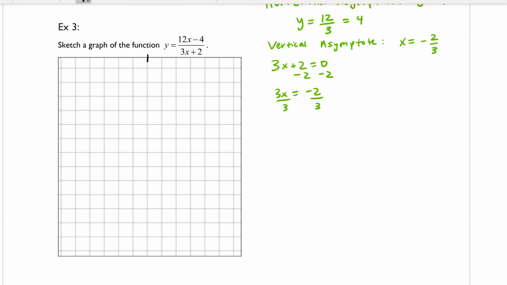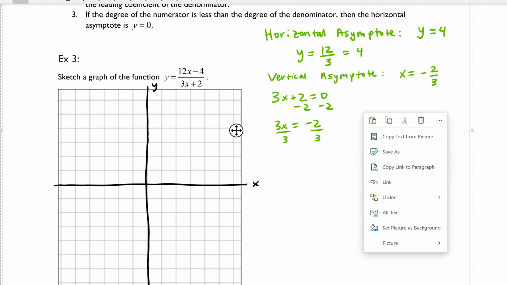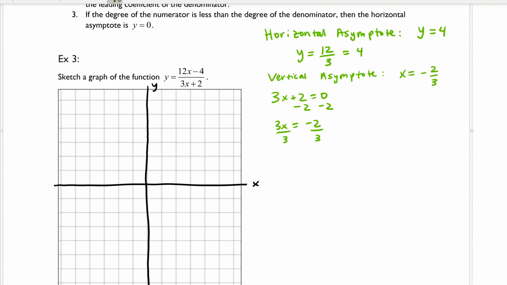Now let me just draw in my x and y axis. So that's my y-axis, this is my x-axis, and now I'm going to enter in my asymptotes. So there is a horizontal asymptote at y equals 4, and there is a vertical asymptote at x equals negative 2/3, and that's pretty close to the y-axis, so that's about here.